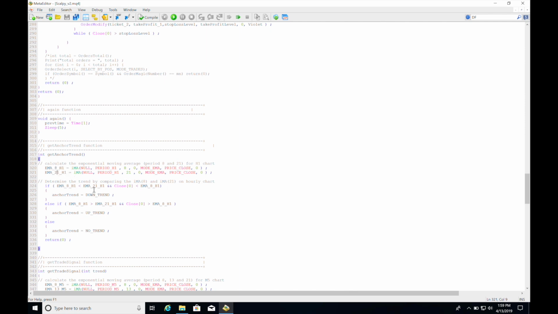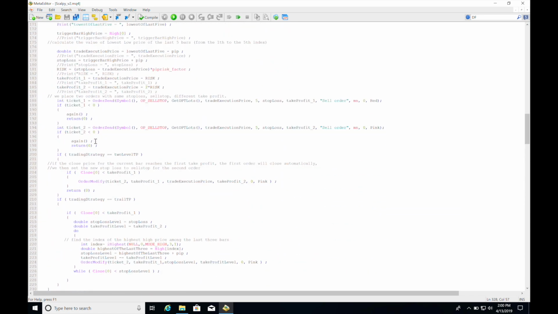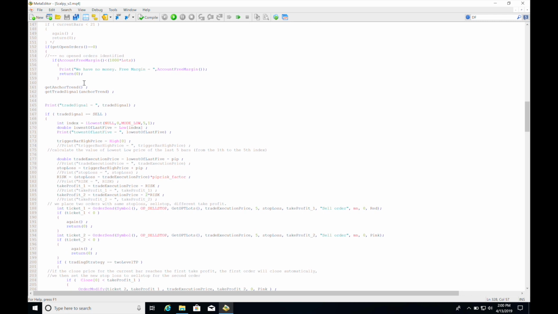And if we see, according to our strategy, that it's going on a downtrend, we're going to set anchor trend to be in the downtrend. If according to our strategy, this is going on the uptrend, we're going to set anchor trend to be uptrend. Otherwise, we're going to set our anchor trend to be no trend. And this will cause us to do no trades at all. So to go back, after that's done, then we're going to go into get trade signal.